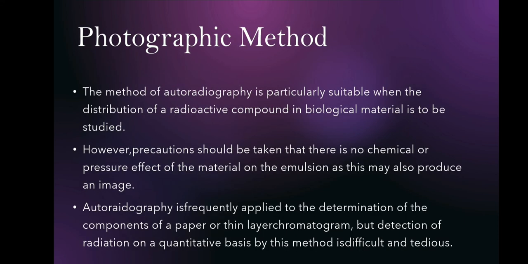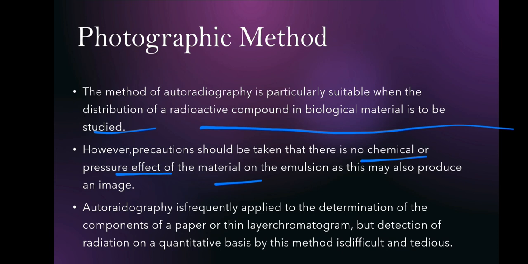The method of autoradiography is particularly suitable when the distribution of radioactive compound in biological material is to be studied. However, precautions should be taken that there is no chemical or pressure effect on the material. If we have some chemical or pressure effect on the photographic emulsion, the image that is formed, the blackened areas, will be disturbed. So we need to take the precaution that there is no pressure or chemical effect on our given photographic emulsion.